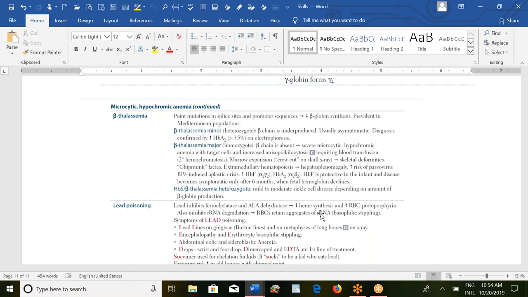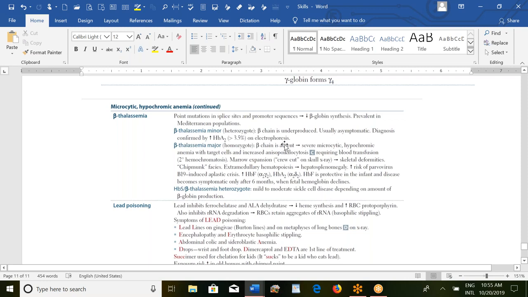hypochromic anemia. So there are point mutations in splice sites. You can say there are some slight mutations in the hemoglobin, and there will be defective synthesis of beta globin chains. So it can be minor, where the patient will be heterozygote and the beta chain is underproduced.